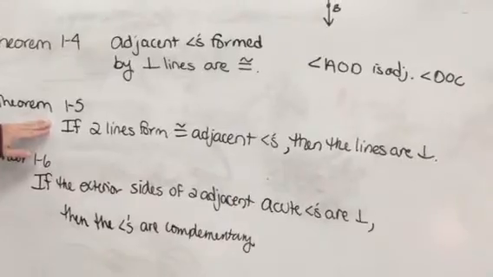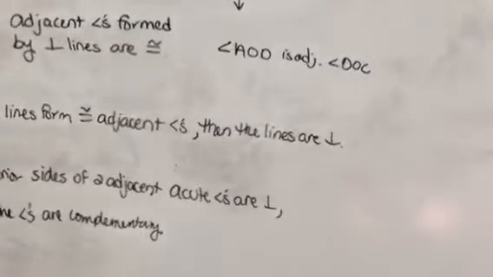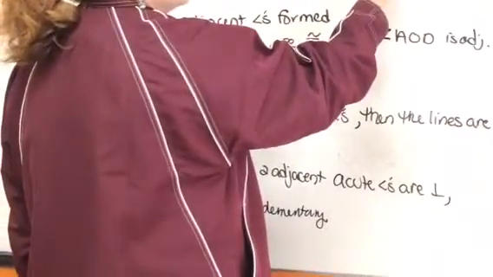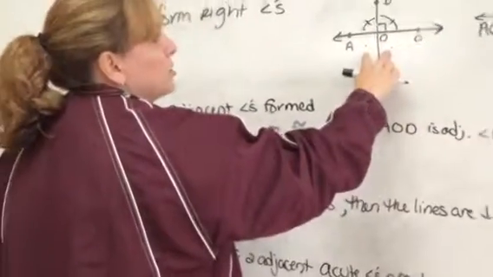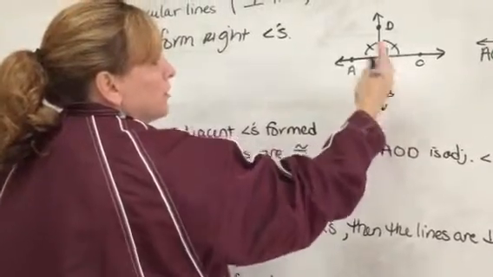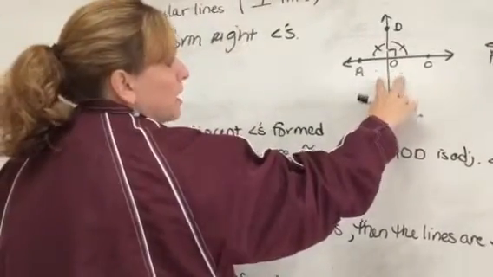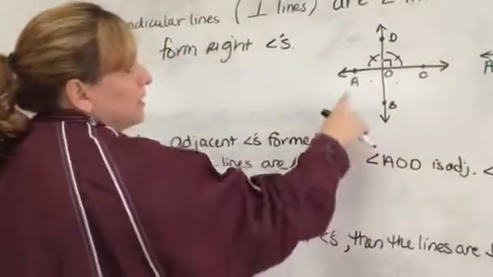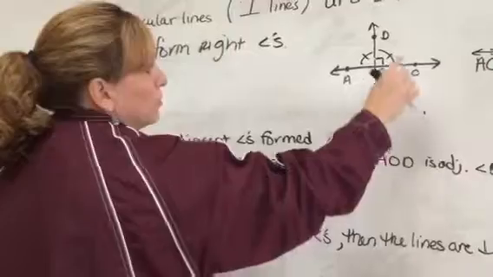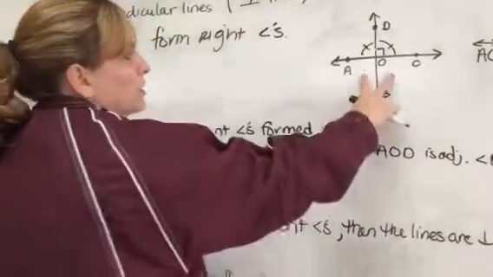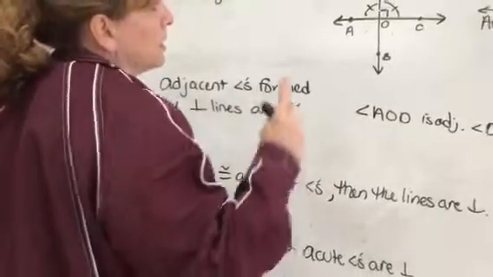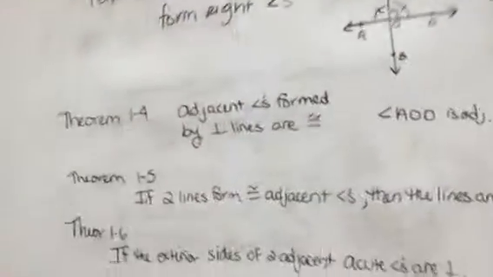Theorem 1-5 says if two lines form congruent adjacent angles, then the lines are perpendicular. So if I told you that this was perpendicular to this and it's two adjacent angles, okay? If two adjacent angles are congruent, then the lines are perpendicular. So that means that angle AOB is congruent to angle COB. Those are congruent and they're adjacent. That means the lines are perpendicular. So I can say DB is perpendicular to AC.